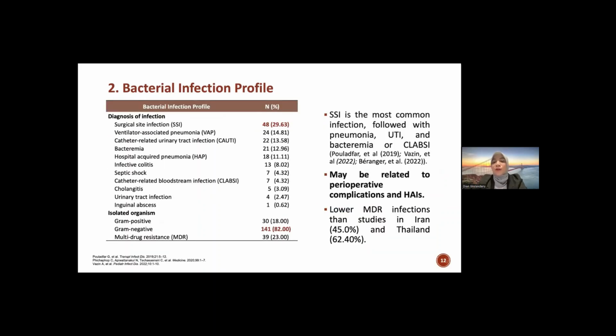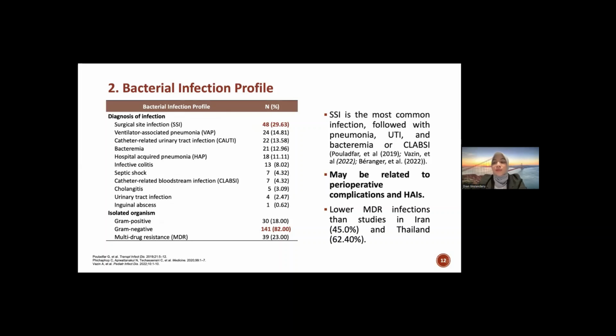Surgical site infection or SSI is the most common infection, followed by ventilator-associated pneumonia or VAP, catheter-related urinary tract infection or CAUTI, and bacteremia, and this finding supports previous studies. 82% of bacterial infections were caused by gram-negative bacteria, in line with bacteria that cause HAI. This also may be related to perioperative complications, especially during the early period post-LT.